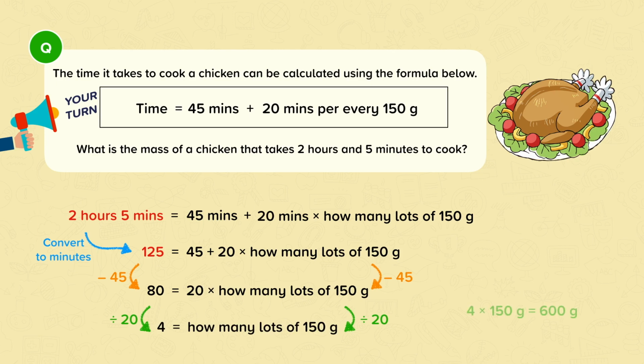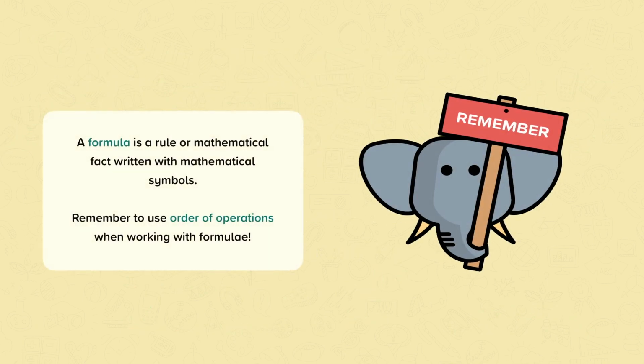So we have to multiply 4 by 150, and we get 600 grams. We now know that the chicken weighs 600 grams. Well done if you got that correct. And remember, a formula is a rule or mathematical fact written with mathematical symbols. Remember to use the order of operations when working with formula.